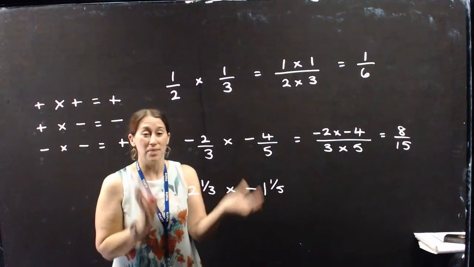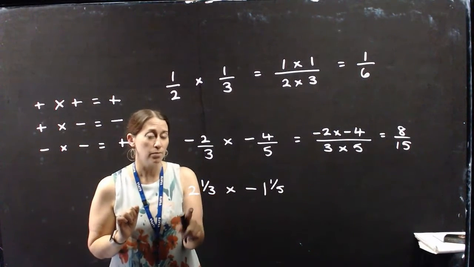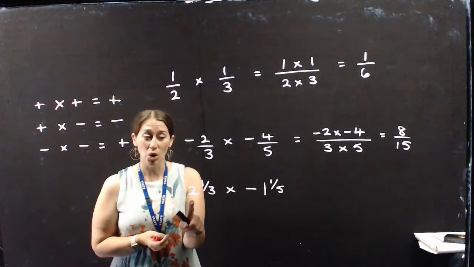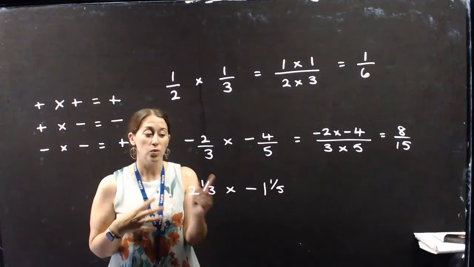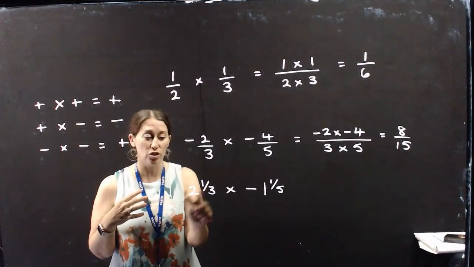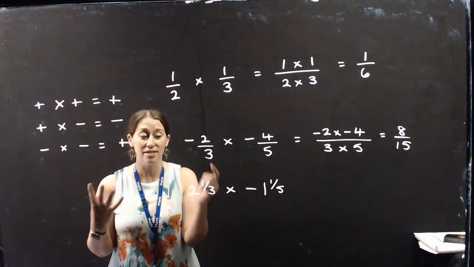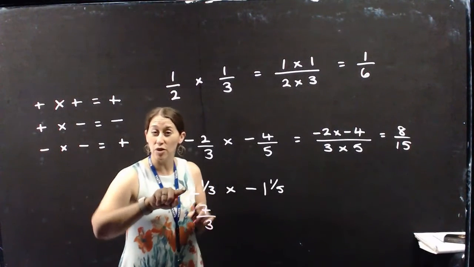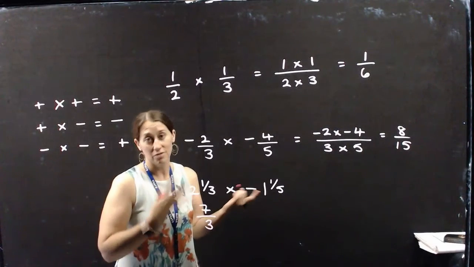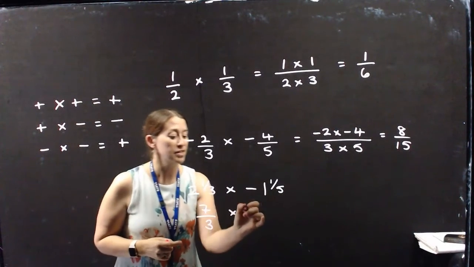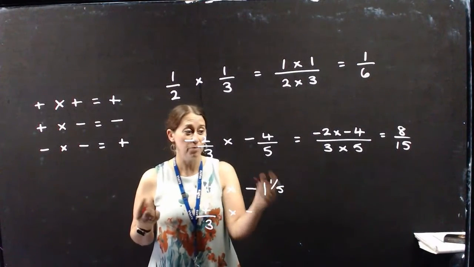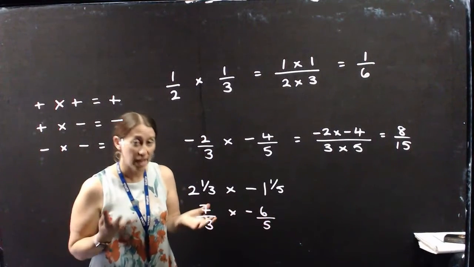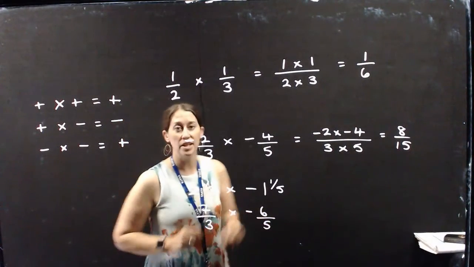But we can't multiply them in their current state. We need to turn the mixed number into an improper fraction, or a top-heavy fraction. We can see that's 2 whole and 1/3, so we have a few tricks up our sleeves. We can go 2 times 3, which is 6, add the 1, 7/3. Or you can look at that as being 6/3 plus 1/3, 7/3. We're going to do the same with this. This is a negative. Obviously, 1 times 5 is 5, plus the 1 is 6, so I've got 6/5. So I'm going to do 7/3, now an improper fraction, multiplied by -6/5.